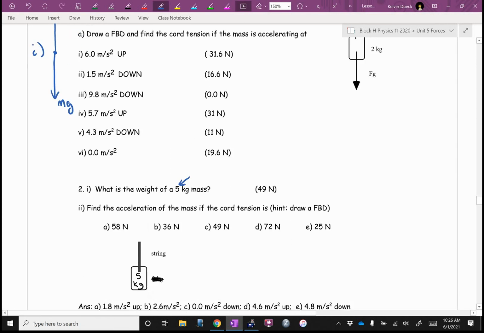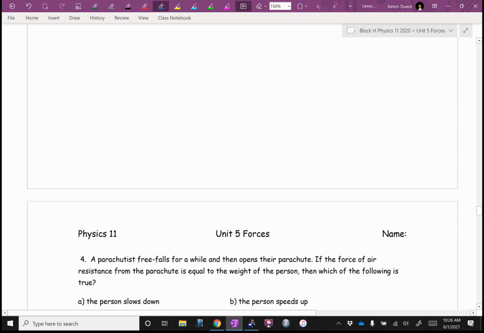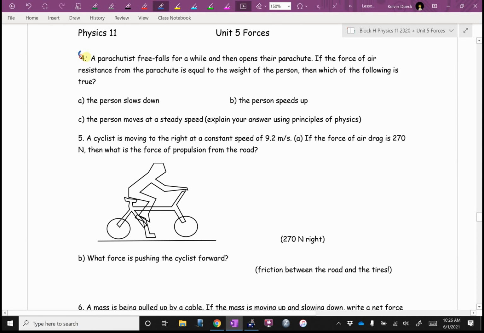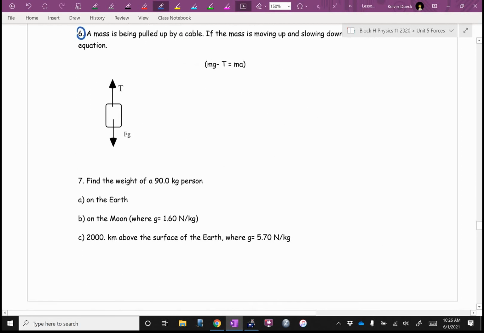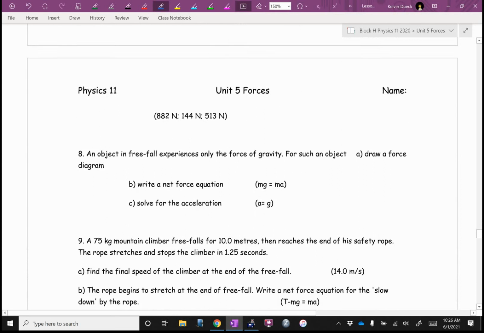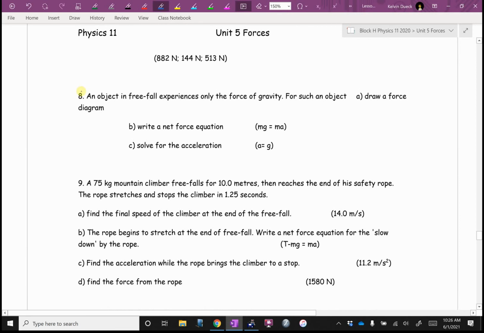Okay? So, your homework. Number 1. Number 2. 4 is good. 5 is good. 6 is good. 7 is good. I think I'm going to assign all of them. I like number 7.